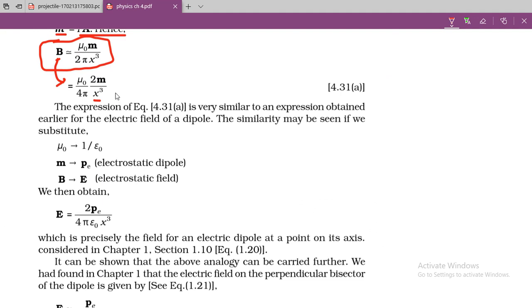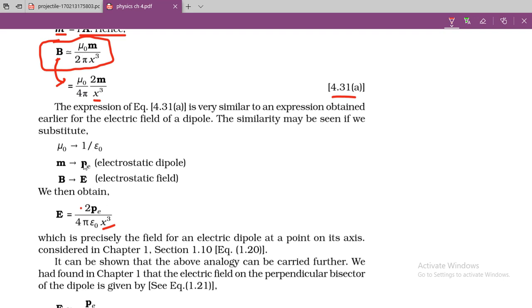Now the expression given by equation 4.31a is very similar to an expression obtained earlier for the electric field of a dipole, and the similarity may be seen if we substitute. The formula for electric field intensity at a point on the axial line of a dipole is 1 upon 4 pi epsilon naught, 2p upon x cube, where p is the electric dipole moment. So you can see this formula is very similar to this one.